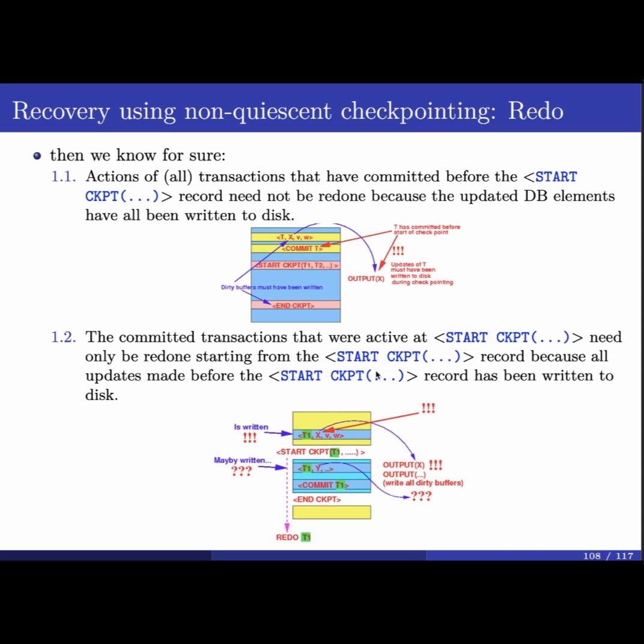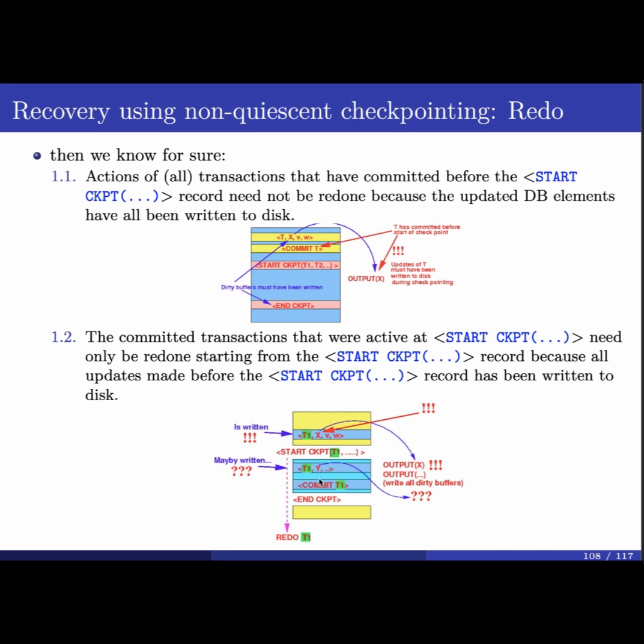Okay, so for the committed transactions that were active at the start checkpoint, we need to redo them only starting from the start checkpoint. For example, say T1 was active at the time of the start checkpoint. But after that, T1 commits, either at this point or here, anywhere. In other words, it commits after we start the checkpoint. How can we recover from this if the system crashes?